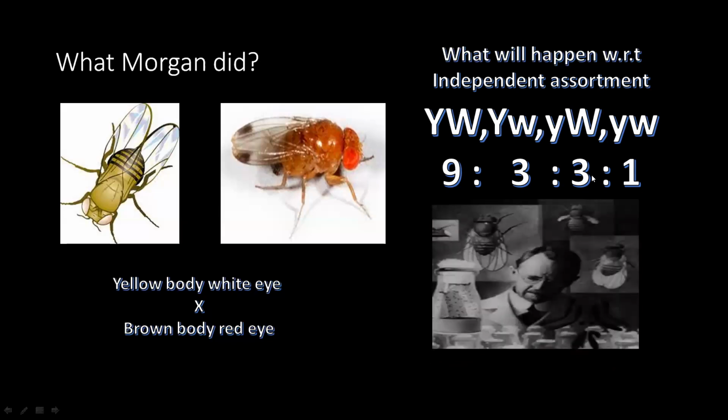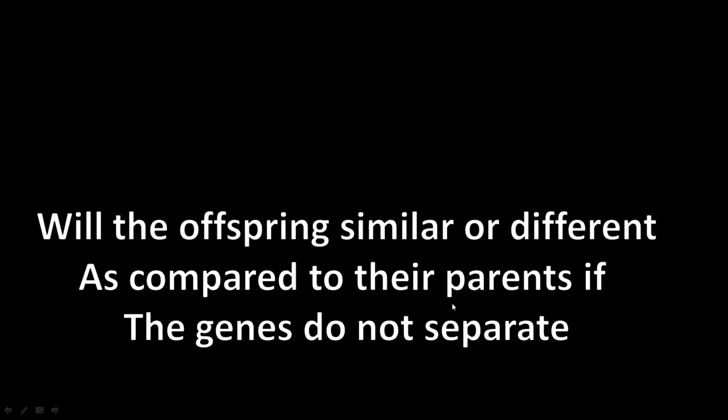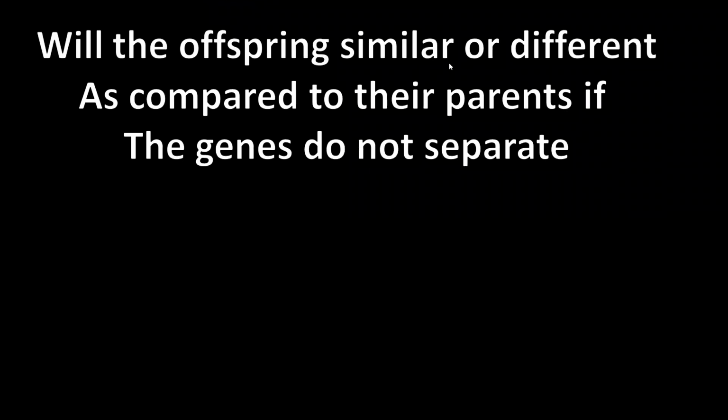But what happened? When Morgan observed carefully, he didn't get that ratio. The 2 genes didn't separate. Now, why didn't they separate? If the genes do not separate, will the offspring be similar or different compared to the parents? They will be similar. If the genes do not separate, the parents and the offspring will look similar, because there will be no crossing over or no recombination.